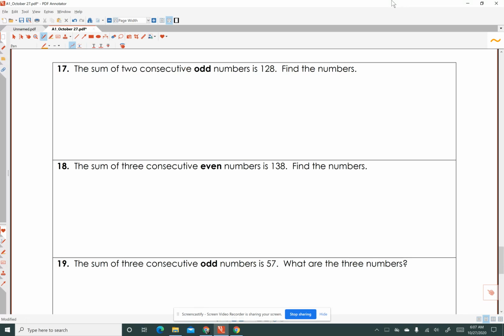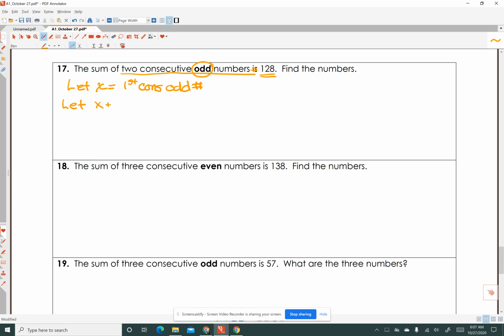So number 17, this time we're looking at two consecutive odd numbers. The sum of two consecutive odd numbers is 128. Find the numbers. We'll start with our X box. Let X equal the first consecutive odd number. And so what's the next one? How are we going to define the next number? Just like the even numbers, with odd numbers, every other number, we're adding 2.